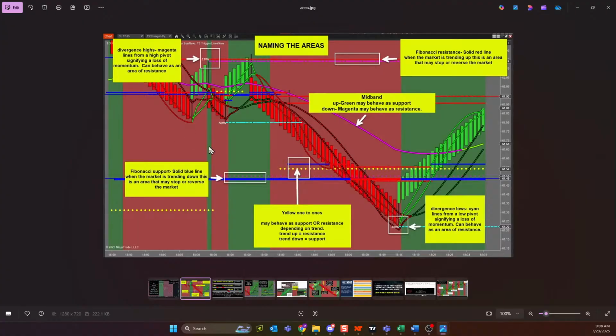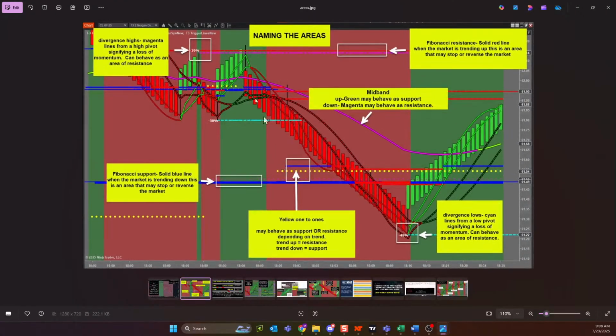When you look at your large charts, NinjaTrader users, you're going to see lines. You're going to see horizontal lines running across that large chart. They all have a name. There's divergence highs. It's that magenta line with a negative number. It prints and extends to the right. That means that there was a loss of momentum right at the pivot. You'll see it as a cyan line or a baby blue line at the low. You're going to see red Fibonacci resistance, blue Fibonacci support, yellow 1-to-1s.